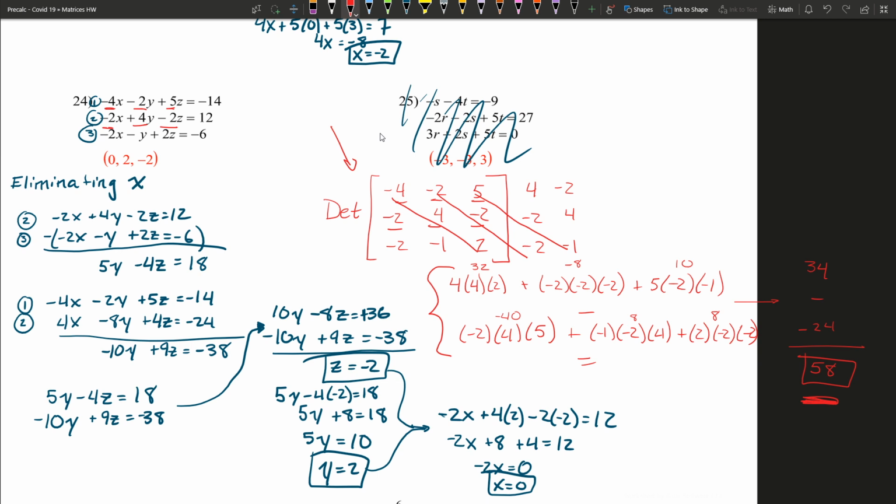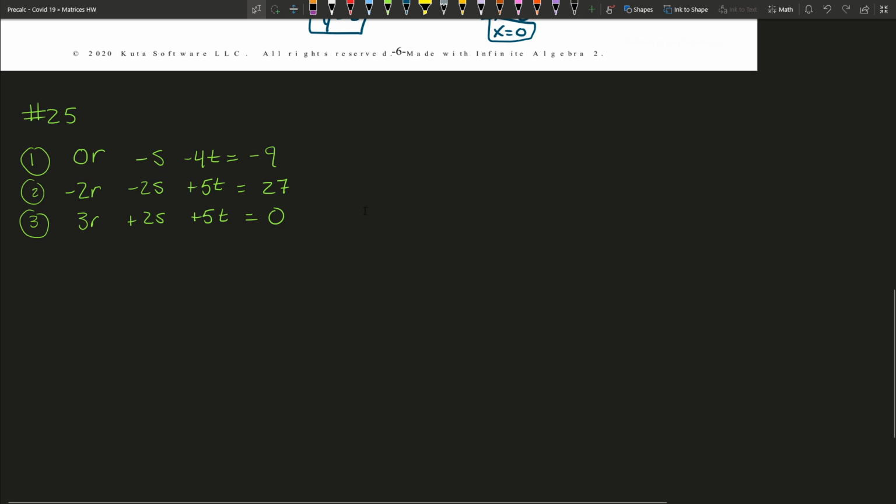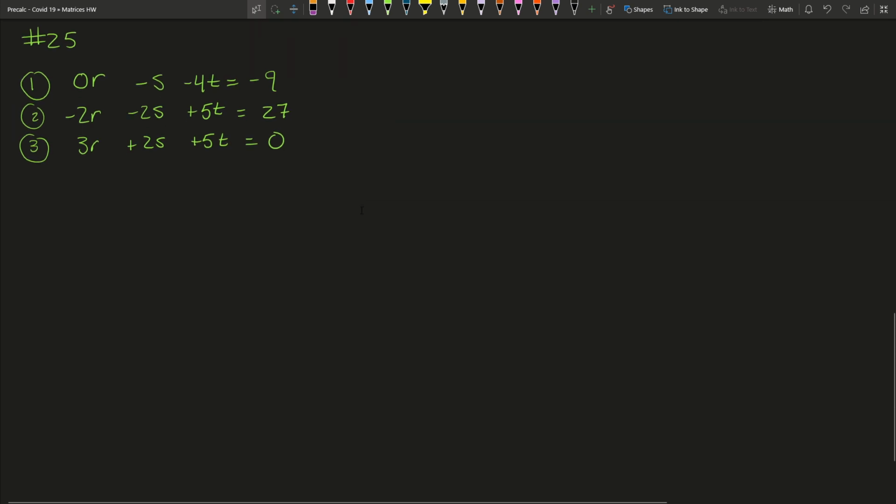Any other questions on 23 or 24? All right. Since there are no questions on 23 or 24, I would like to do 25 together, or at least in front of you, so you can see all of the work that's needed in order to get full credit for something like this.